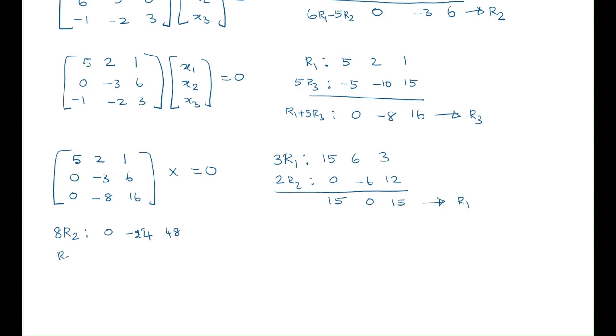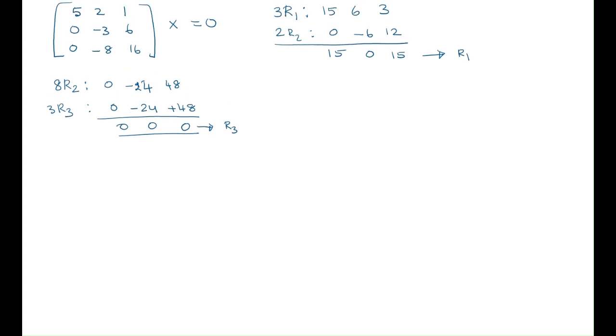And R3 is multiplied by 3, so that I have 0, once again minus 24, and minus 48 plus 48. So when I subtract, all these terms become 0, and we replace the third row with these elements. So now we will have the new matrix to be 5 2 1.